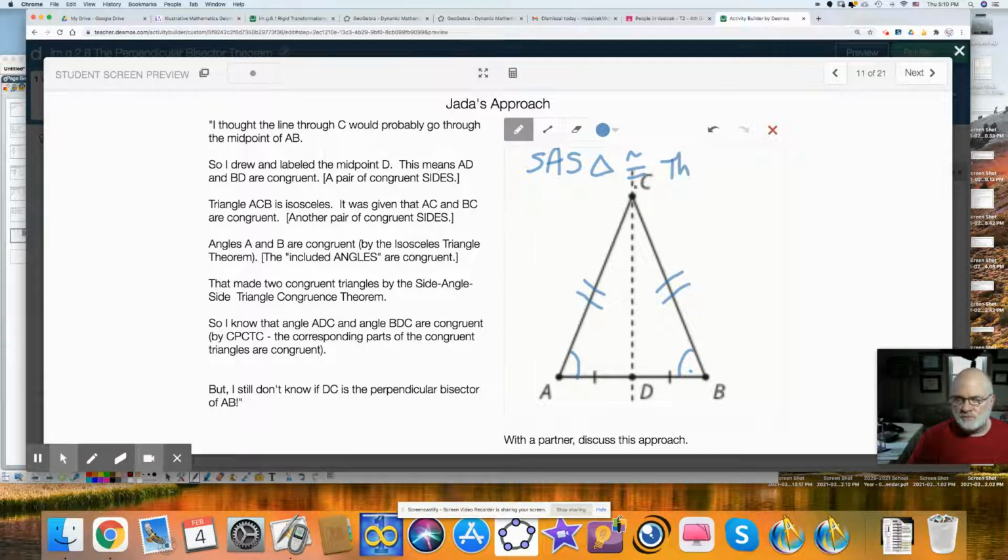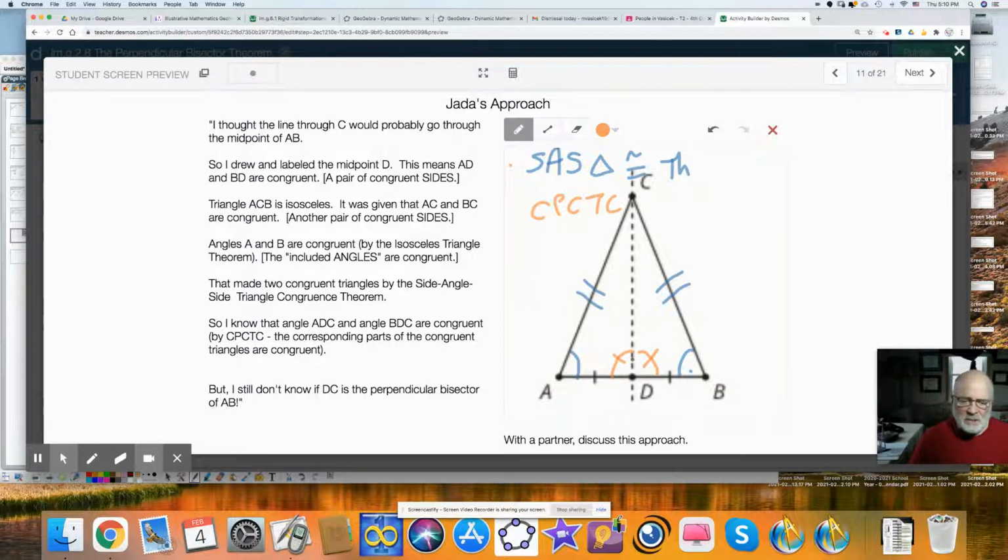And I use shorthand to write it like this. You can write the whole thing out if you want. I'm just going to write it like this. Then she says, I know that angle ADC, this angle, is congruent to angle BDC, this angle, because the corresponding parts of congruent triangles are congruent. So since the triangles are congruent by the shortcut, you can say that these two angles, which are parts that I didn't specify before, have to be congruent.